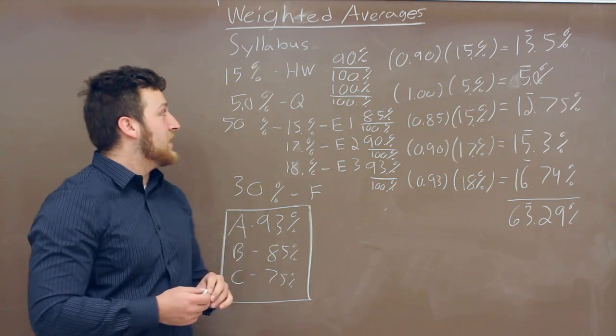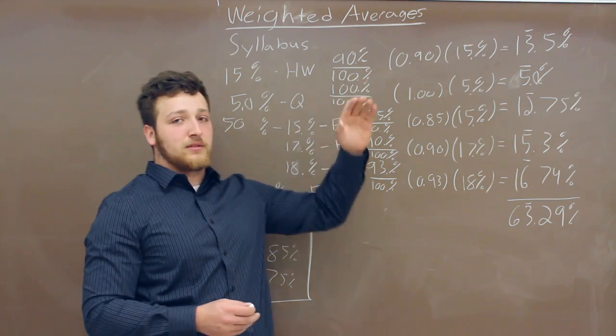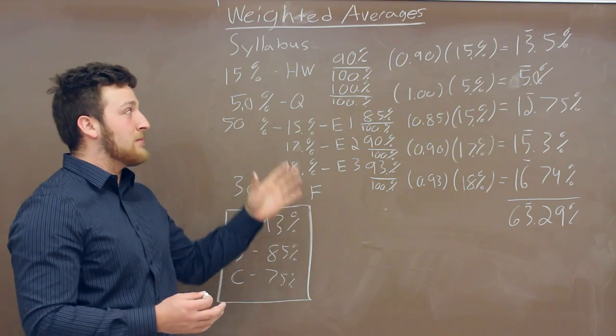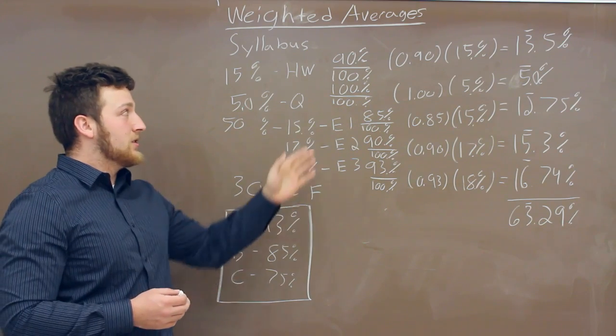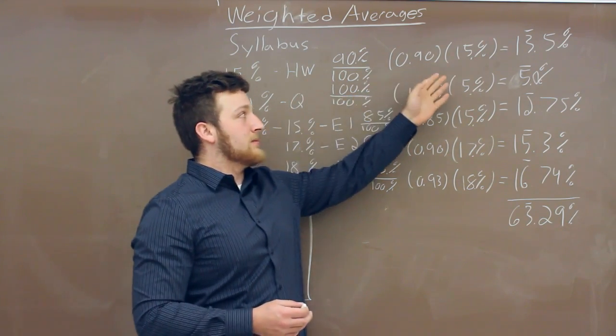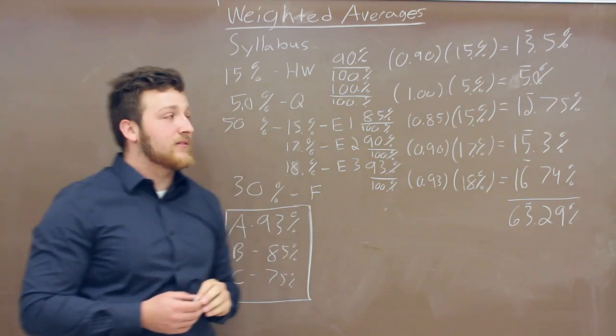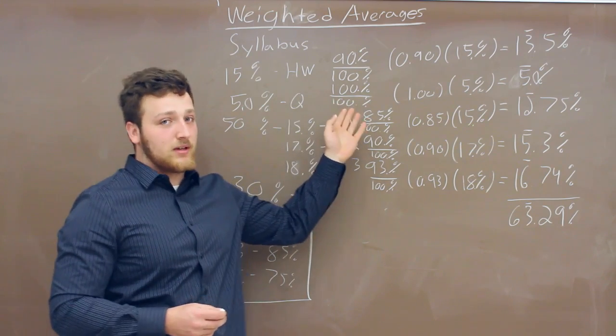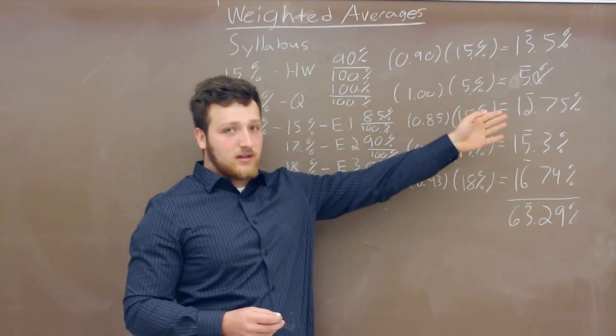So as you saw in the last video, what we did was multiply what the student received on each section, divided that by 100 to get the decimal, and multiply that by the weight of each section. So as you can see, the student received a 90% on the homework, giving them a 0.90 times 15%, or a 13.5% for the homework. Same for the quizzes. They received 100% on the quizzes, so 1 times 5%, they received 5%.